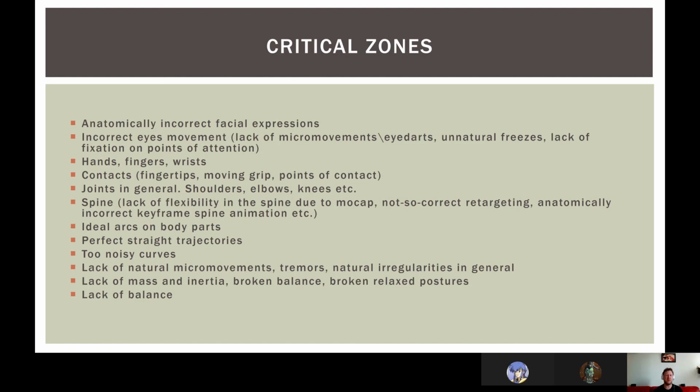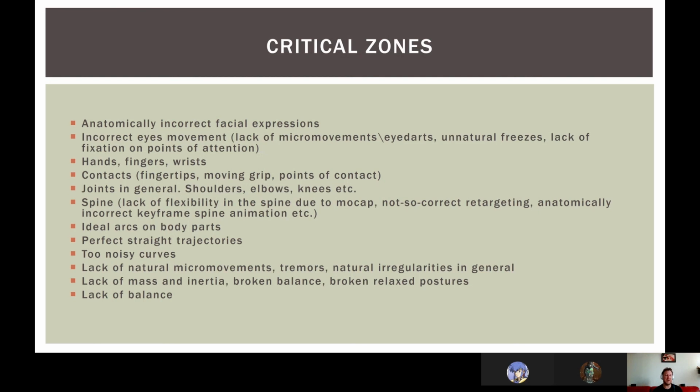Perfect straight trajectories, this is the other side of the coin. There are no perfect straight lines when an object is moving in a straight line, because the body is made of pendulums. Even if I'm trying to move my arm on a straight line, it's not straight at all because of all my joints, because of all the natural things.